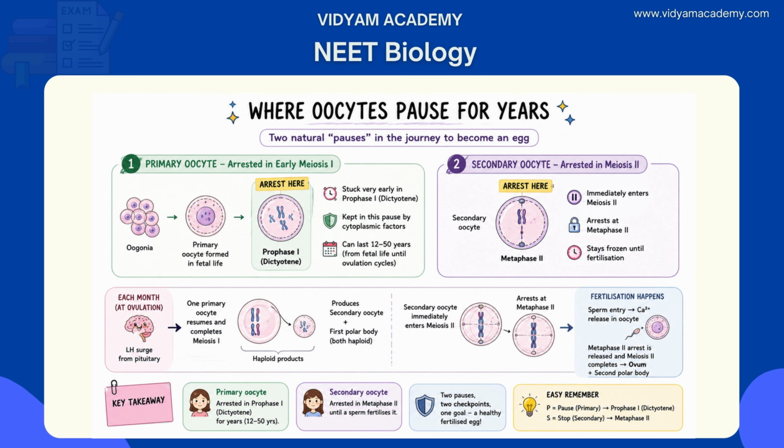the entire span from fetal life to the monthly ovulation cycles. Each month, the LH surge forces one primary oocyte to complete meiosis 1, producing the secondary oocyte and the first polar body, both haploid. The secondary oocyte immediately enters meiosis 2, but arrests again at metaphase 2 and stays frozen here until a sperm fertilizes it. Fertilization triggers a calcium release inside the oocyte, which releases that metaphase 2 arrest and allows meiosis 2 to complete. So this is the right and correct explanation for question 2.